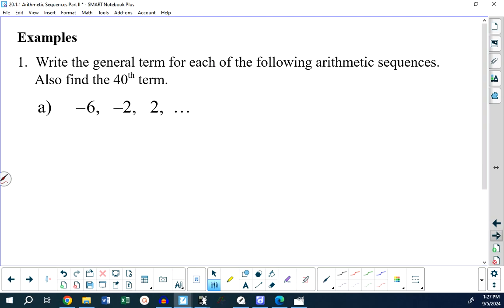All right. Examples. Write the general term for each of the following arithmetic sequences and find the 40th term. So here's the end goal, everybody. We're going to be able to find the 40th term without saying how many common differences do I add. We go to the formula, which will be given to you for exams.